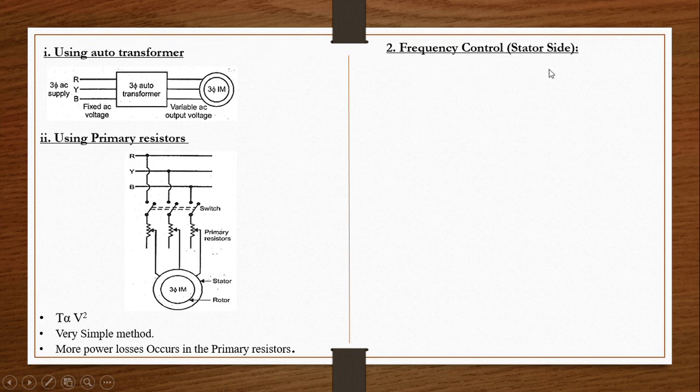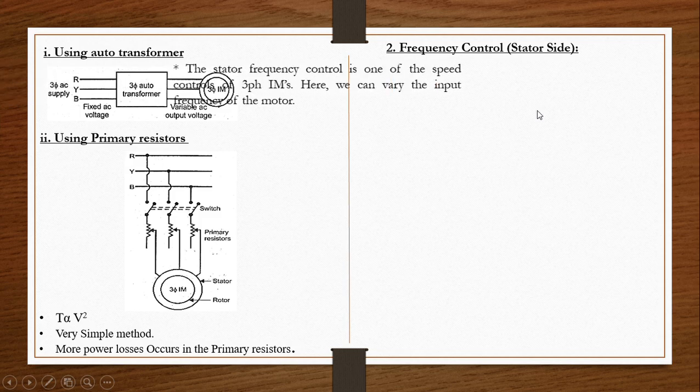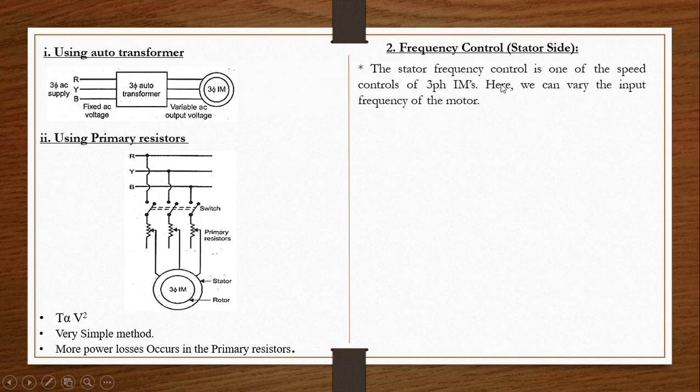Next one, frequency control. This also comes under stator side control. For that we have to know the basic synchronous speed equation, that is Ns = 120 F by P. Here 120 is a constant, F is supply frequency, P is number of poles.